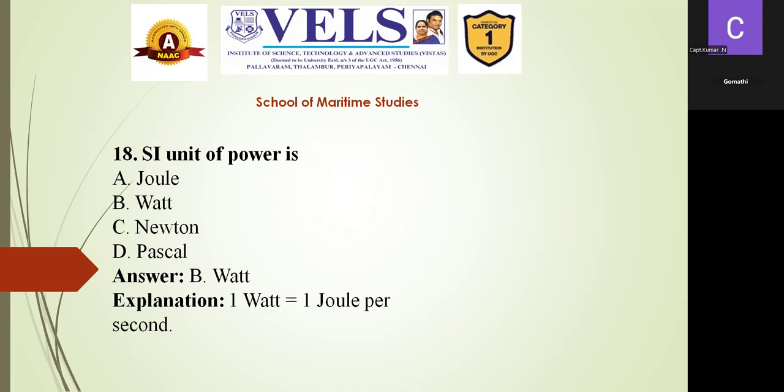Power is nothing but the ratio of work per time. The unit of work is joule, and the unit of time is second. So joule per second. Otherwise, we can say the power unit is watt.